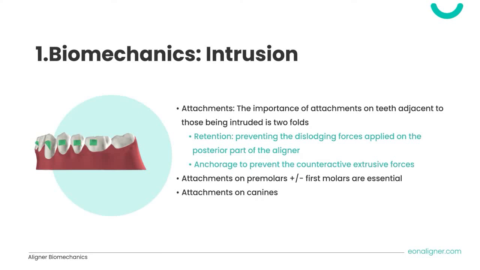When placing those attachments, consider placing them on the premolars, where the highest extrusive forces are being applied, but also consider adding them on the first molars, where extrusive forces might extend. As for canines, always add attachments, even when intruding them with the incisors. This is because usually incisors require more intrusion than canines, meaning that some extrusive forces tend to affect them. Therefore, it is always recommended to have attachments on the canines.